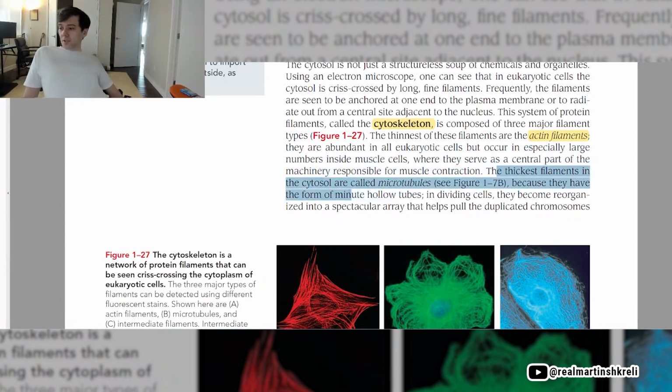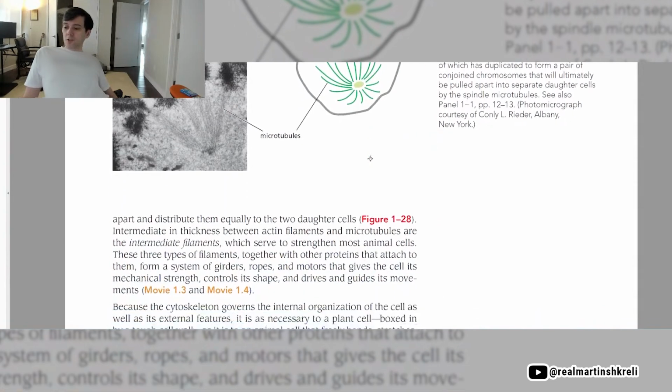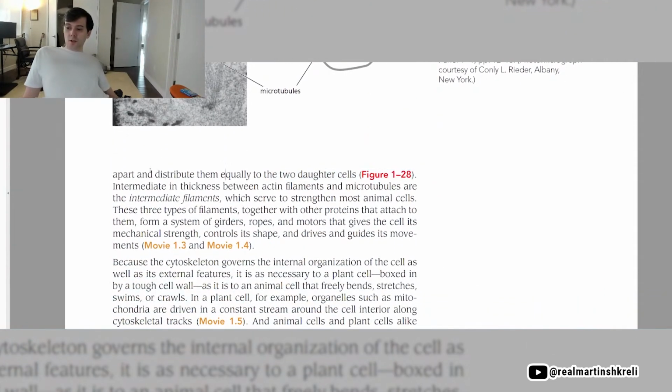The thickest filaments in the cytosol are called microtubules, really important, because they have the form of minute hollow tubes. In dividing cells, they become reorganized into a spectacular array that helps pull the duplicated chromosomes apart and distribute them equally into the two daughter cells.